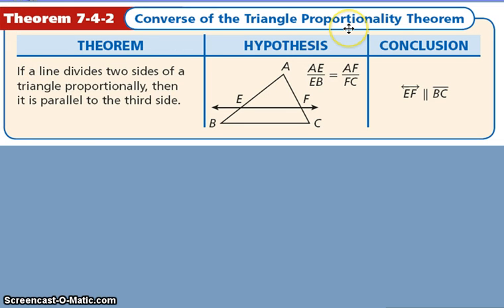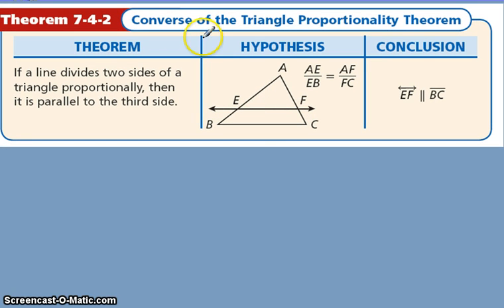Alright, converse of the triangle proportionality theorem. Remember that the converse flip-flops the conclusion with the hypothesis. So this one's going to say something about the sides being proportional. Then we can prove that the lines are parallel. So in other words, if we set up a proportion this to this over this to this, and if we reduce both sides and it comes out to be the same thing, then these two lines would have to be parallel right here.